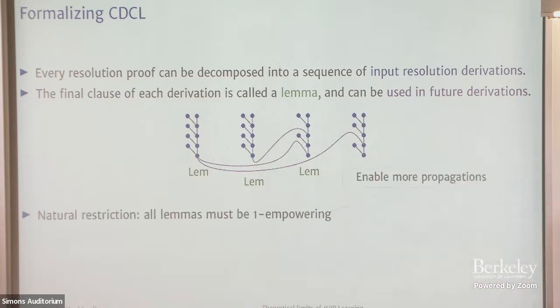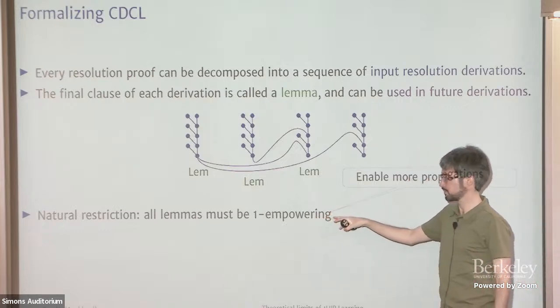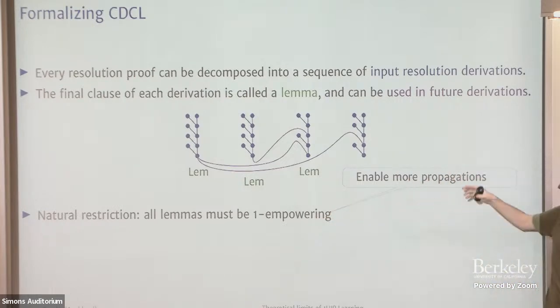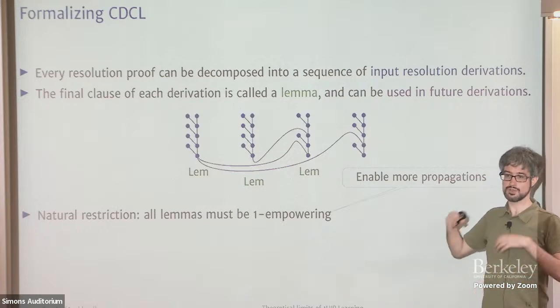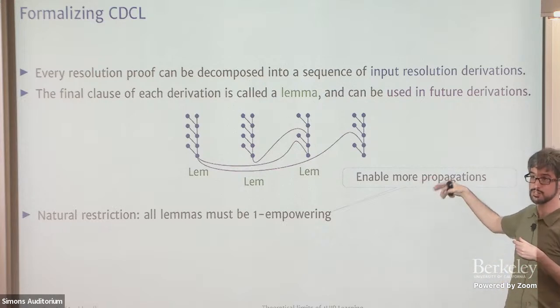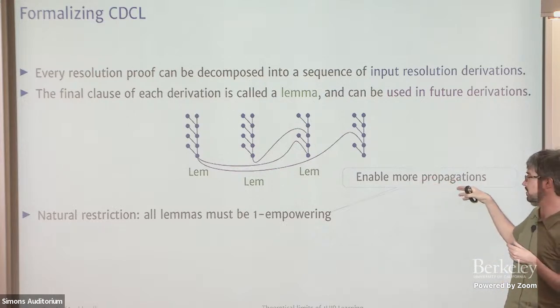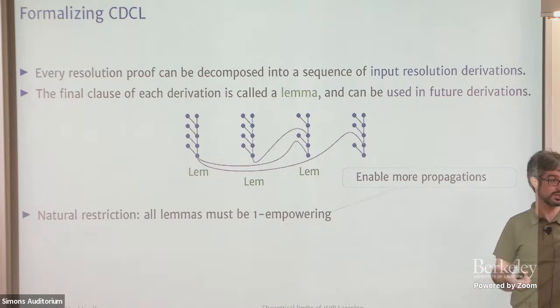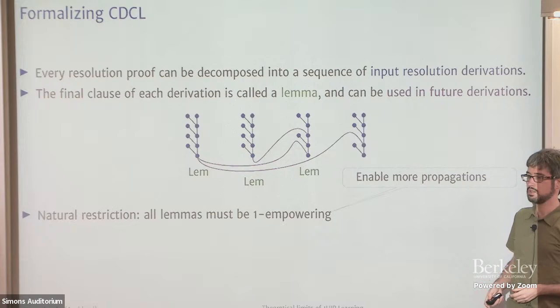One very natural restriction would be to say that everything that I learn must be one empowering. So that's the converse of observed, meaning that if a solver learns a clause, then it does so because it enables the solver to do more unit propagations in the future. Otherwise, it's a redundant clause. There's no need to learn it. That's very natural, but it's also a very annoying proof system to work with.